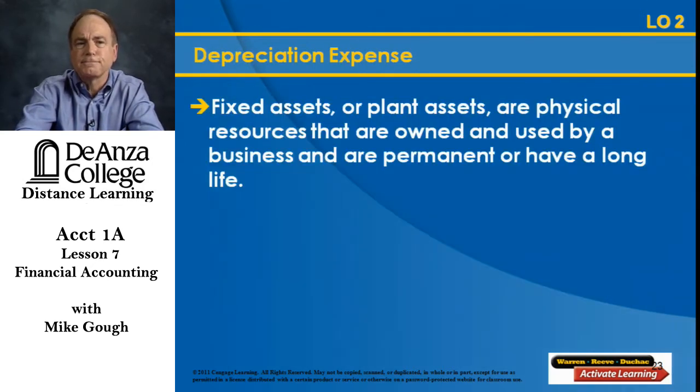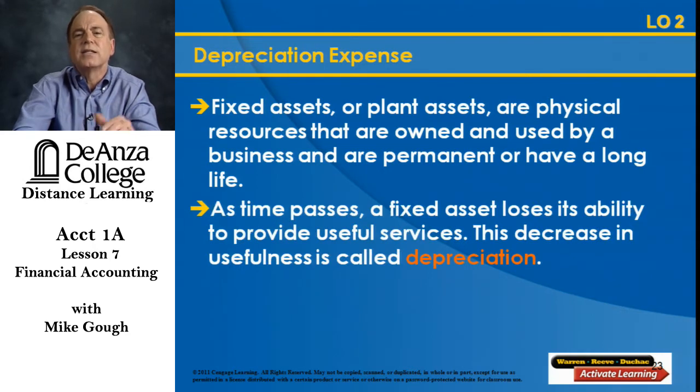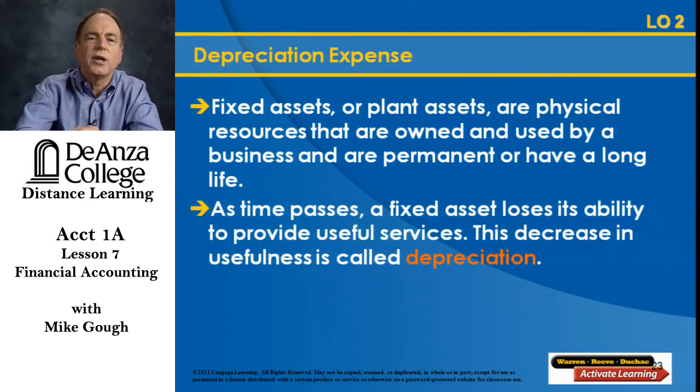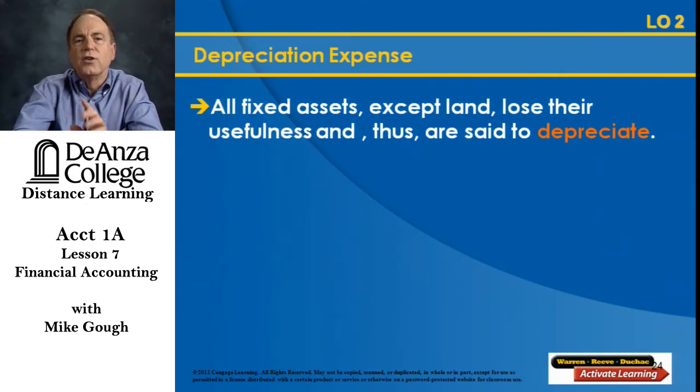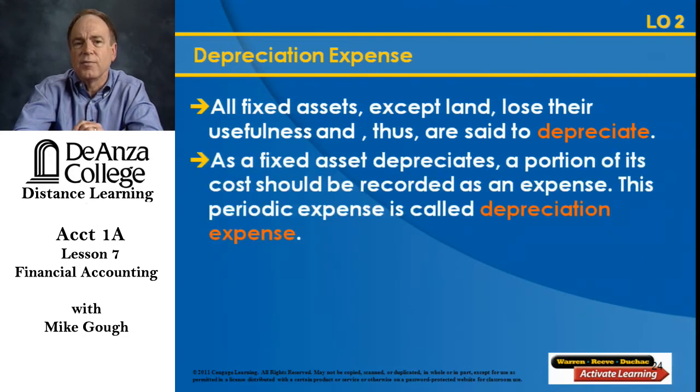Fixed assets or plant assets are physical resources owned and used by a business, and are permanent or have a long life. And as time passes, they begin to lose their value, and we call this depreciation. Now, all fixed assets, except for land, and that's important, you never depreciate land, lose their usefulness, and so we depreciate them. And as fixed assets depreciate, we recognize this depreciation expense.